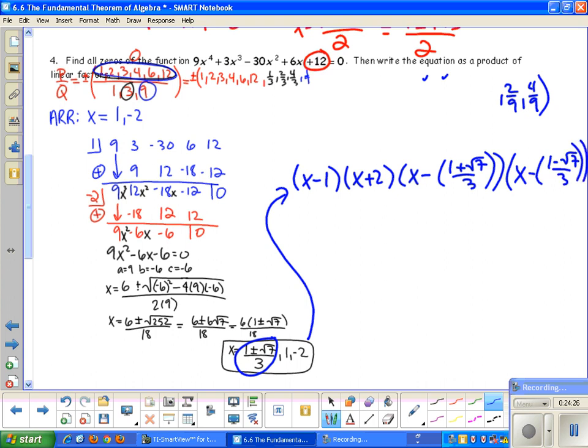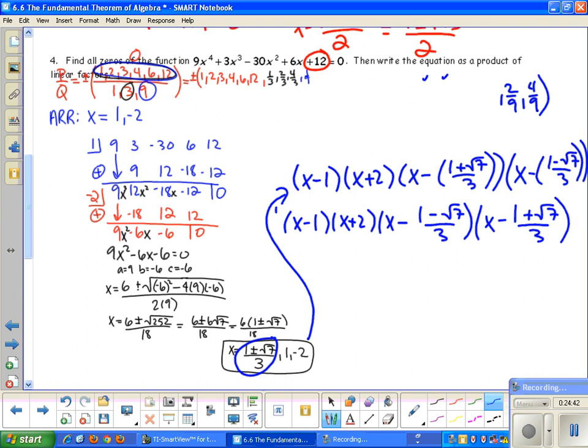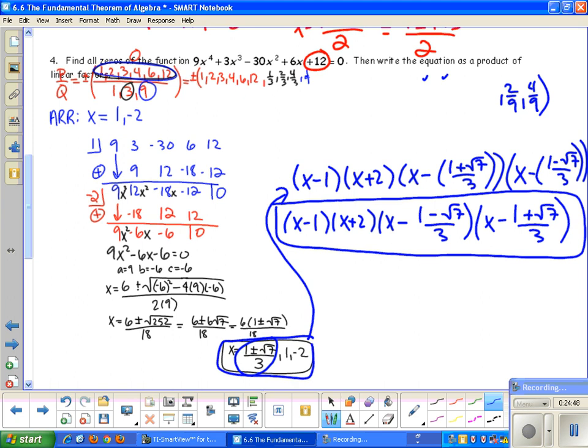So we can simplify that. This would be x minus 1 minus root 7 over 3 if we take out the parentheses, and x minus 1 plus root 7 over 3. So this would be my product of linear factors, and then again my zeros are right here. So just bring this with you to class, and we're going to do more practice in class.